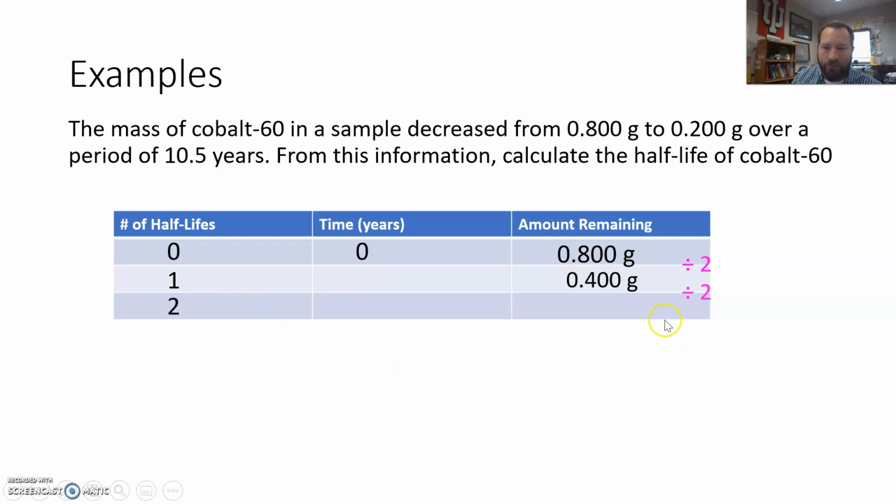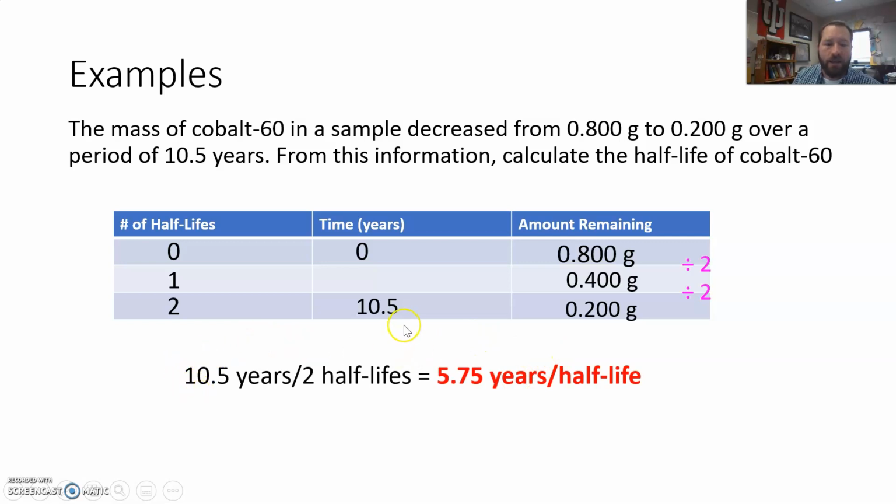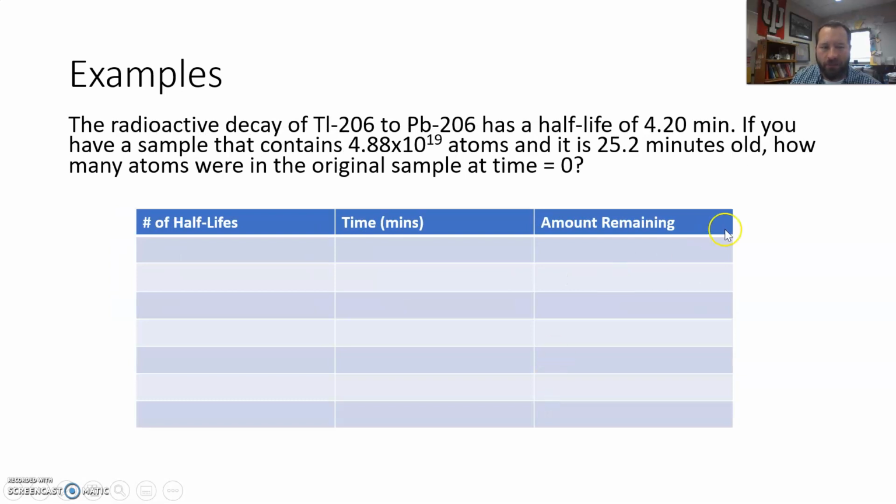After a second half-life, I divide that 0.4 by 2, and now I'm down to 0.200 grams. Hey, that's what the question was asking, and I know how long that took. I can go ahead and plug in that amount of time, 10.5 years. So what we're trying to figure out is what is the length of 1 half-life. We know that 2 half-lives took 10.5 years. That's how long it took to get to our sample of 0.2. So what we're going to do here is divide our time, 10.5 years, by our 2 half-lives, and we can find out now that it's going to take 5.25 years per half-life.